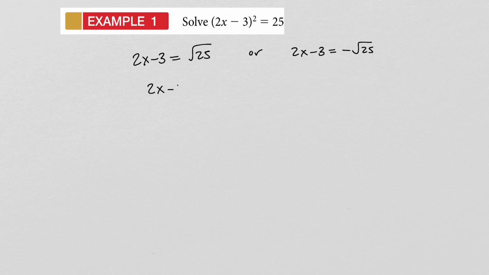And that would be, of course, 2x minus 3 equals 5, which gives us 2x equals 8, or x is equal to 4. And for the other equation, 2x minus 3 equals negative 5, which would then give us 2x equals negative 2, or x is equal to negative 1. And we have the same solutions. But I find that students sometimes don't find it very easy to go from here to here. So that is why I prefer taking the square root of both sides and doing it the first method that I showed.